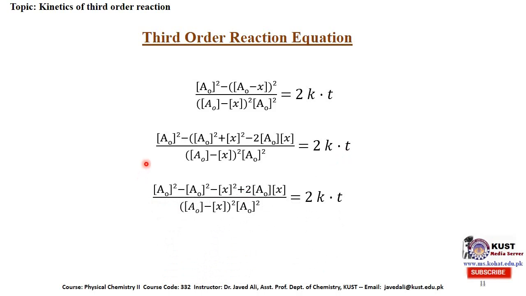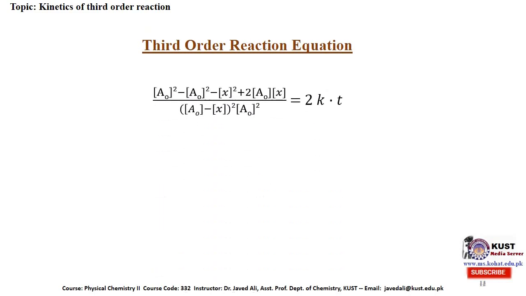Further, we can rearrange to a naught square minus a naught square minus x square plus 2a naught x, divided by (a naught minus x) whole square, into a naught square, is equal to 2kt. So we can cancel a naught square with a naught square. We will get 2a naught x minus x square, divided by (a naught minus x) whole square, into a naught square, is equal to 2kt.